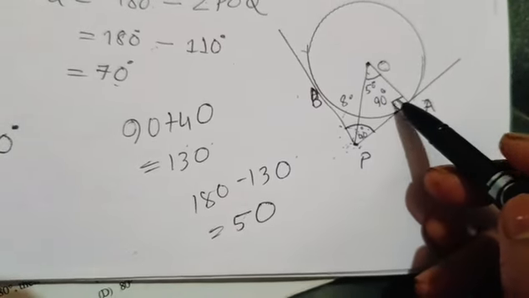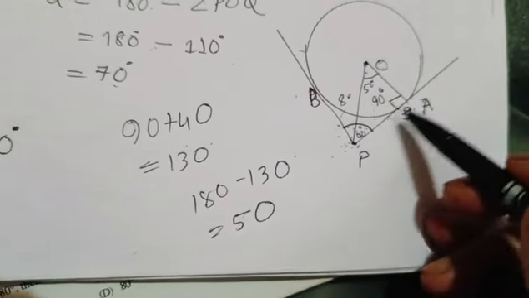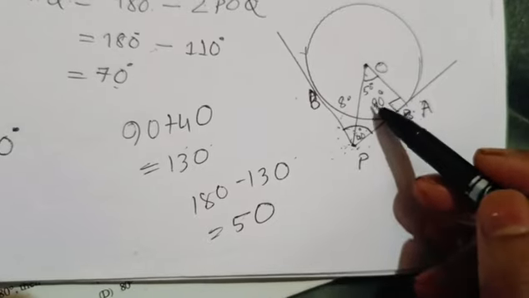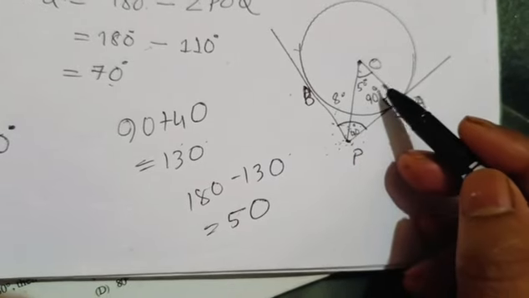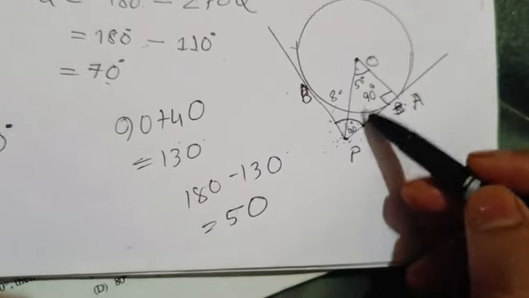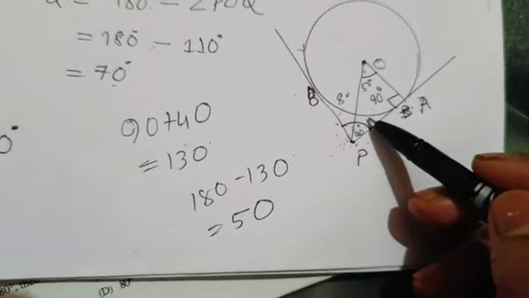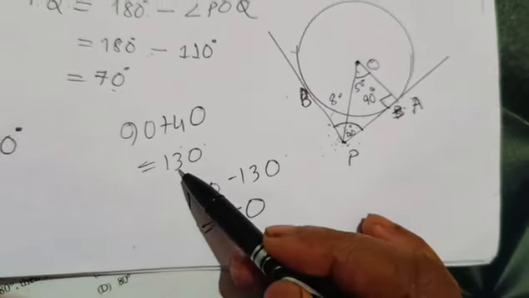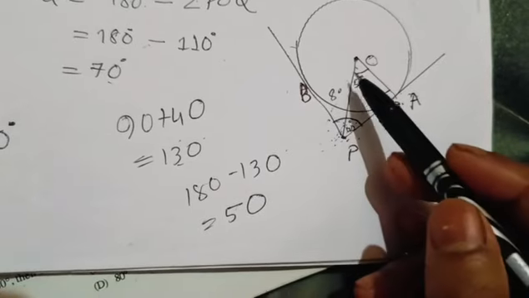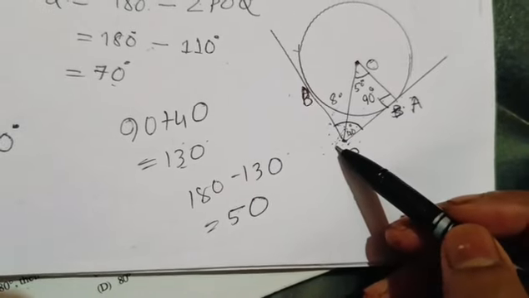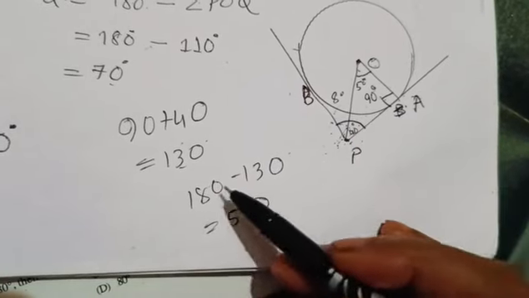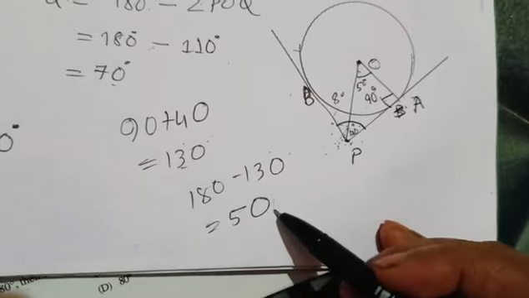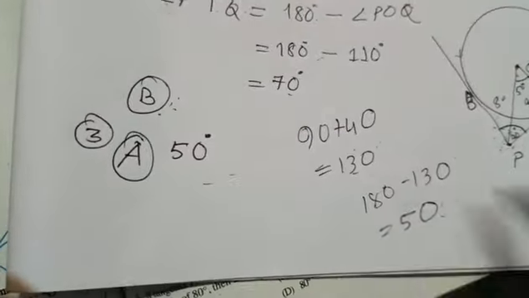We know that the sum of the angles of a triangle is 180 degrees. We have to find POA. So what is the sum of this and this? 90 plus 40 equals 130. The sum of the angles of a triangle is equal to 180 degrees. So from 180 we subtract 130. What do we find? 30 degrees. So our option is A.